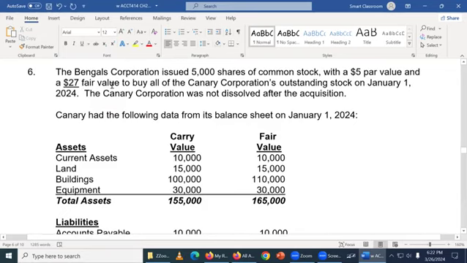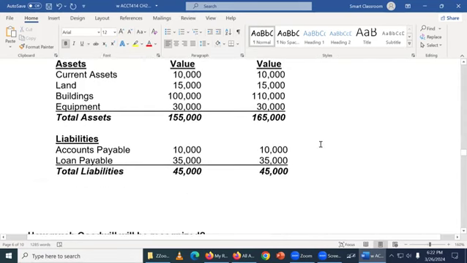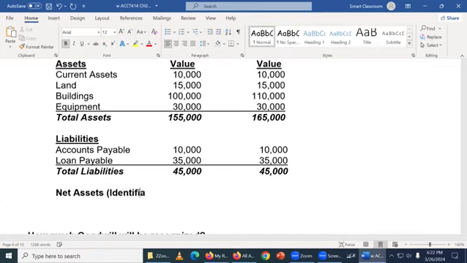So this is the value of the shares that we're giving them. And this is what we're getting back. Net assets, these will be identifiable at fair value. All right, so 165 minus 45 is 120. Yep, right.